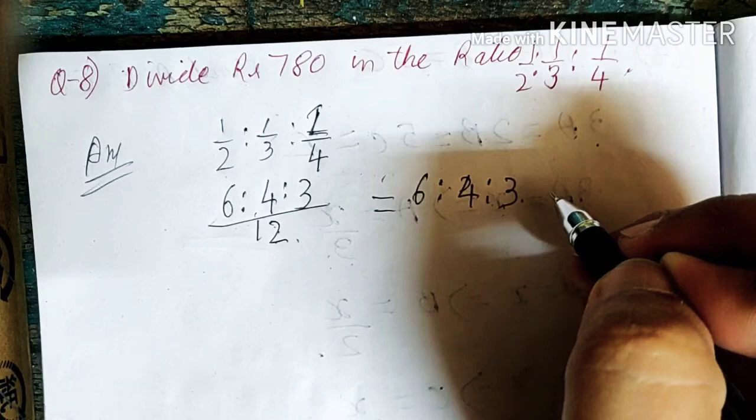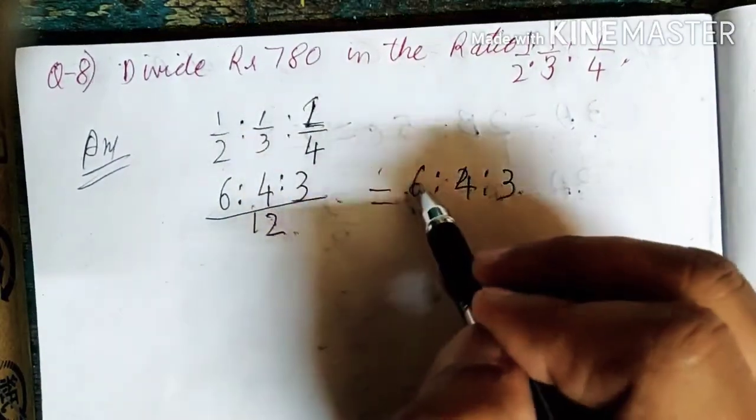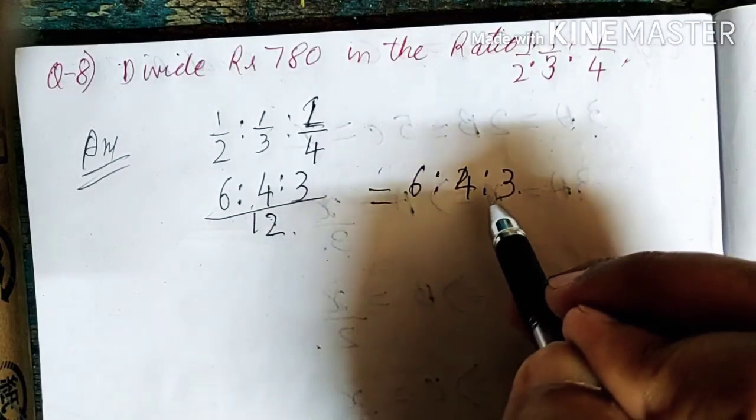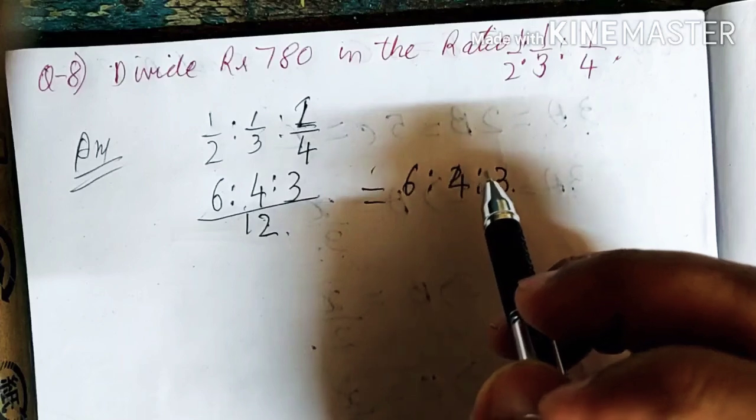So now what next? We have to divide rupees 780 in the ratio 6 is to 4 is to 3. Divide 780 in the ratio 6 is to 4 is to 3.